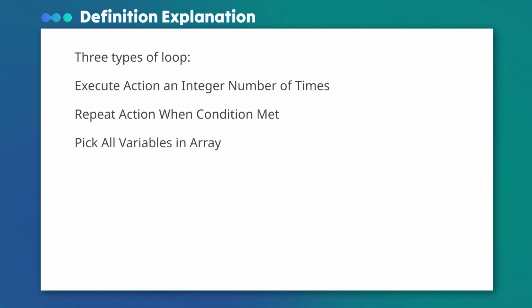The third one, pick all variables in an array. It means to execute an action for every unit in an array according to the array's order. We have a new term here, array. Array is like a list with order, and it will be introduced further in the next tutorial, array.